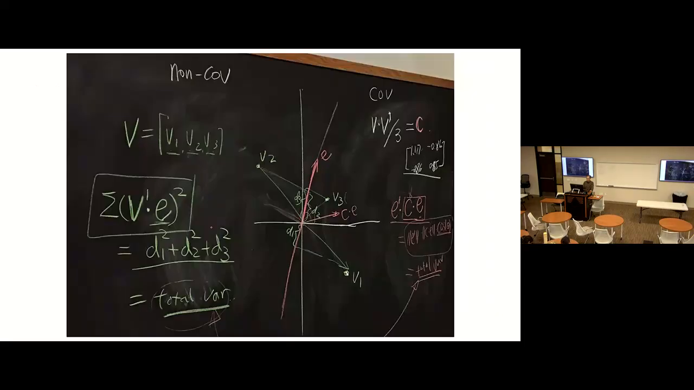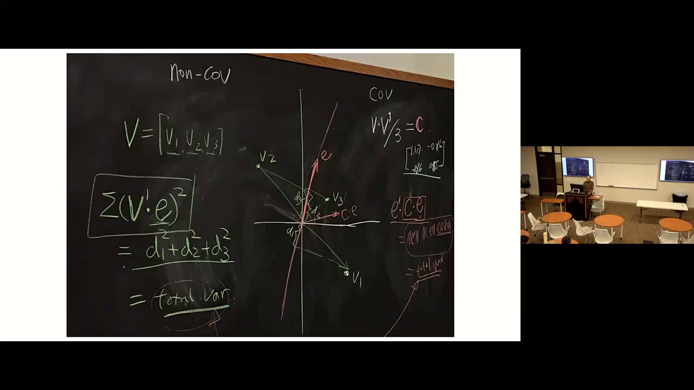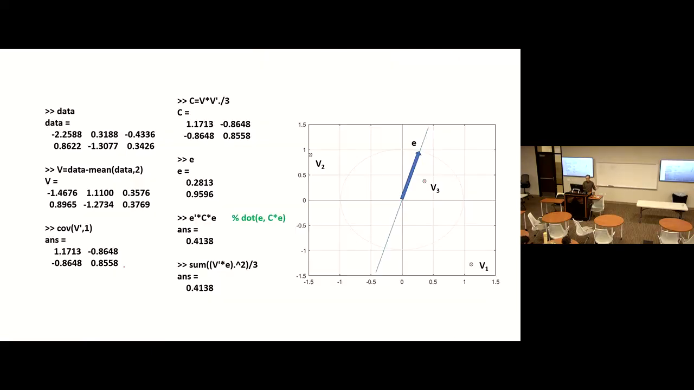But we can use a numerical example to show you those links, so why the covariance matrix and eigen decomposition are linked with the variation, okay? So I'm going to do this on this board here, and this is the example on the computer.